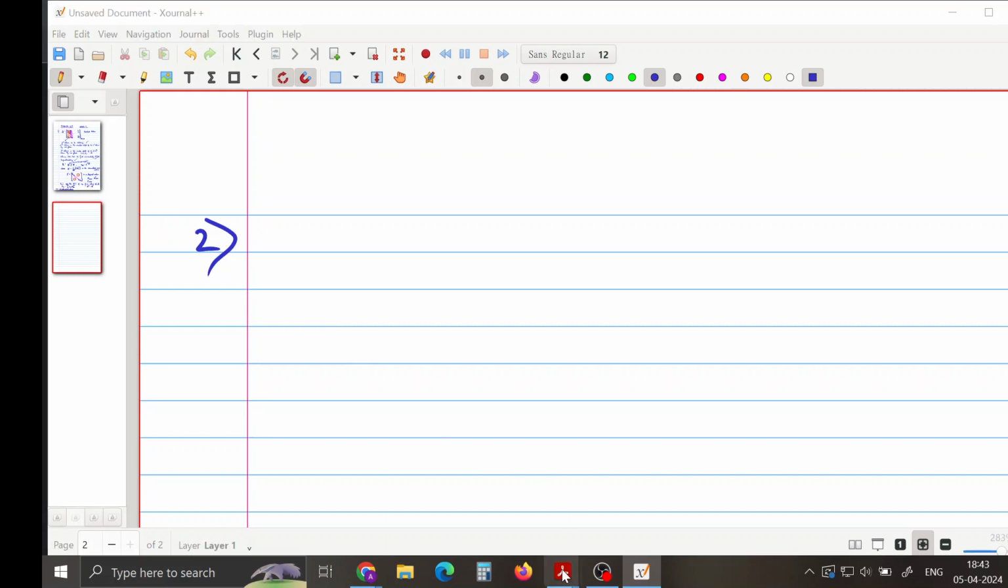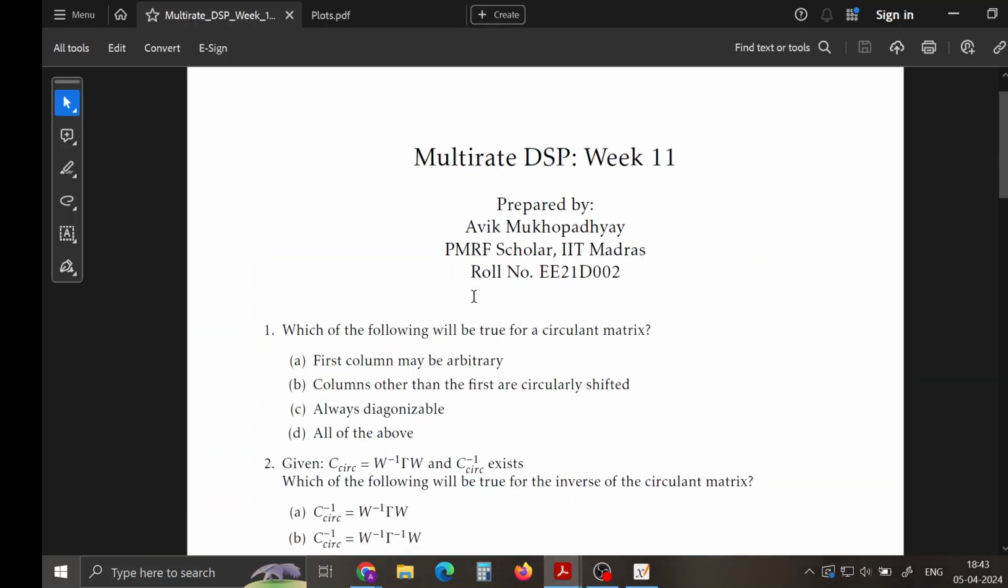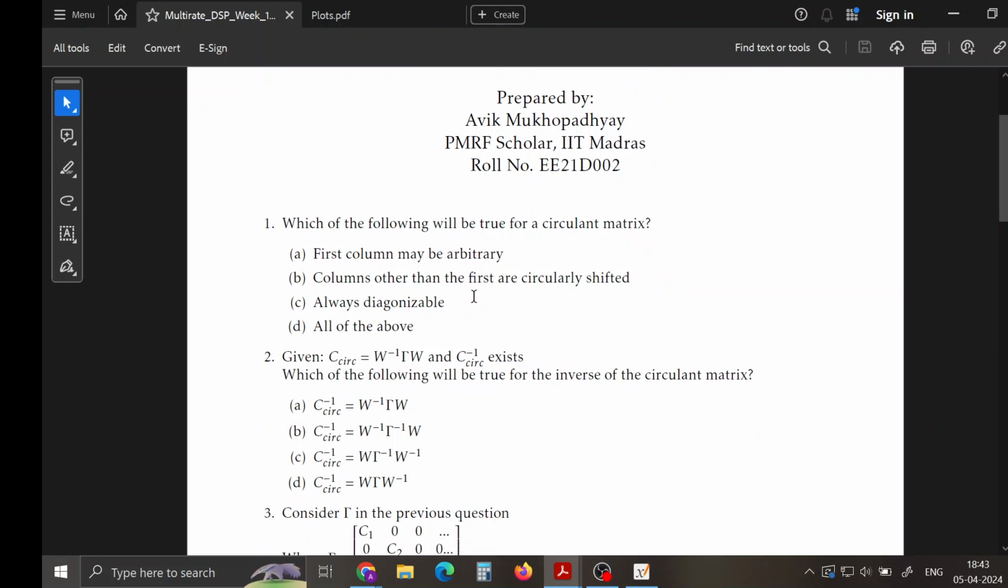Now coming to the second one. See, all these are theoretical, I mean conceptual questions. So the second question says C circ, which is the circulant matrix. Here the standard notation is used. I think we use this notation in the lectures also. Here that bar in the bottom is just eliminated, but you can keep it as well. So C circulant is equal to W inverse times tau times W. That's what we saw, right? Just in the previous question on diagonalizability, right? So instead of that A, we are using the C circulant notation here.